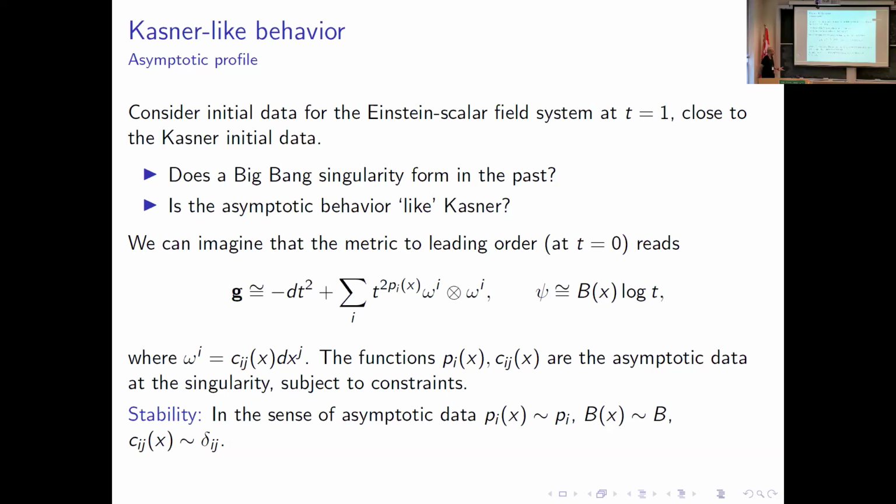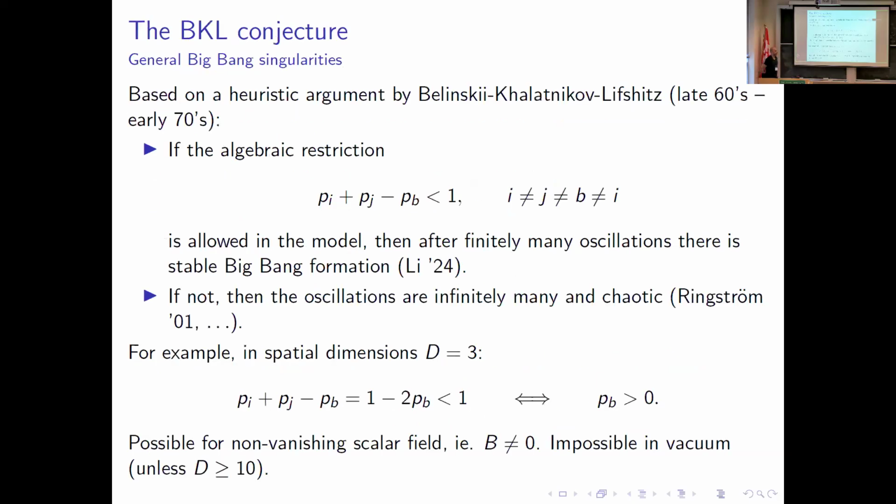And since we're studying the stability problem, the dynamics of the homogeneous solutions, you should think of an affirmative answer in the sense of closeness for the asymptotic data, right? So we will say that the Kastner solution is stable if you have this behavior and the corresponding asymptotic data is close to the background values, which are constants. Okay, so in particular, c_ij is close to delta_ij, the pi is close to pi, etc.